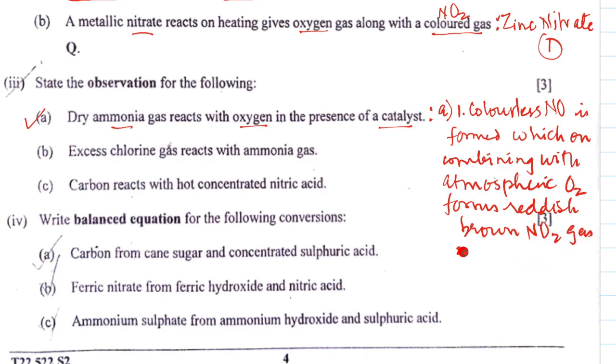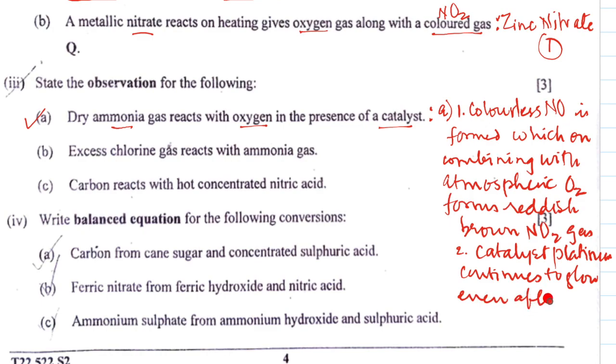And the second observation will be that the catalyst platinum continues to glow even after the heating is stopped, because it's an exothermic reaction. So this is for 1 mark, and you should get your 1 mark because you have written both the observations.